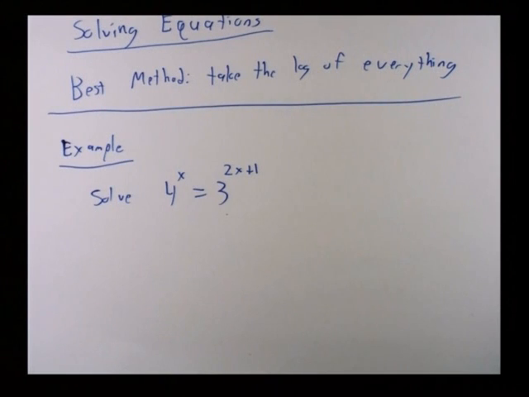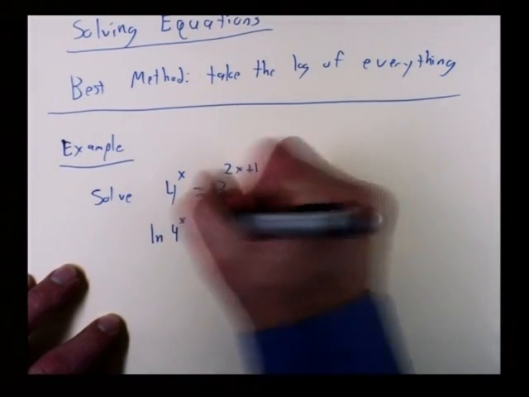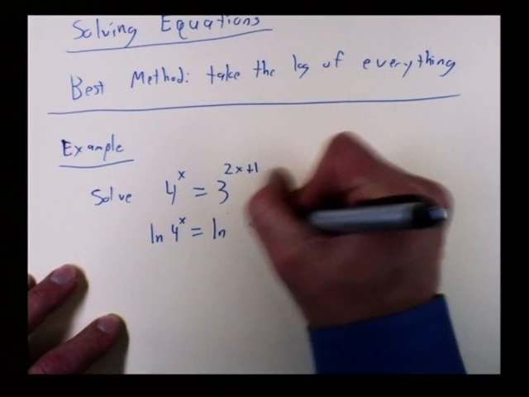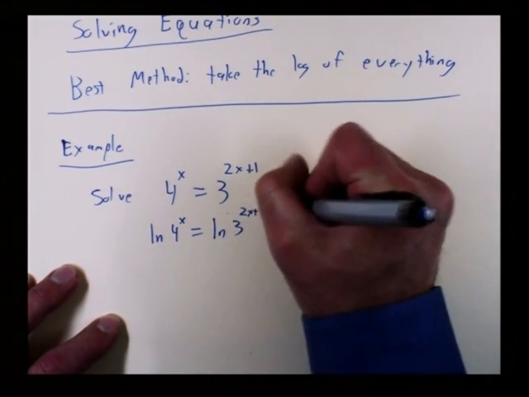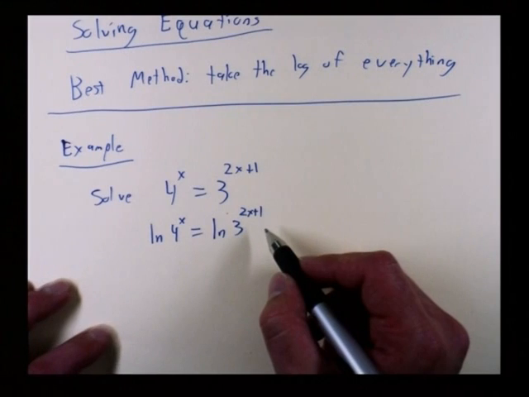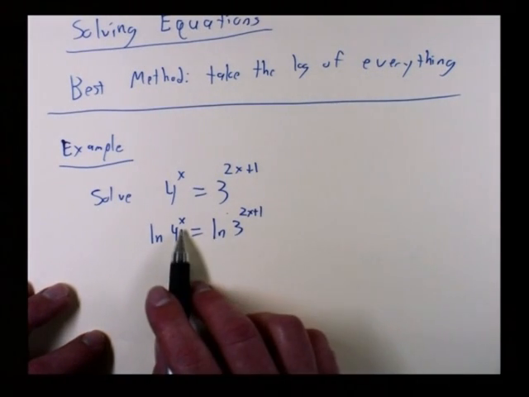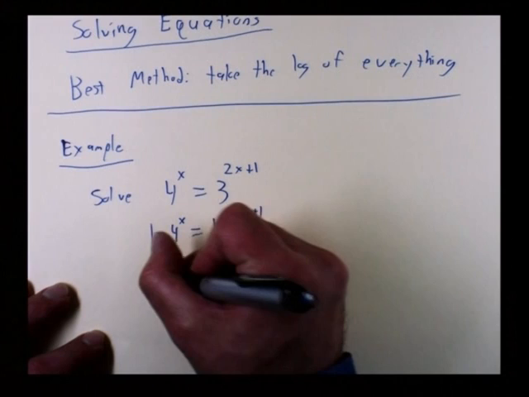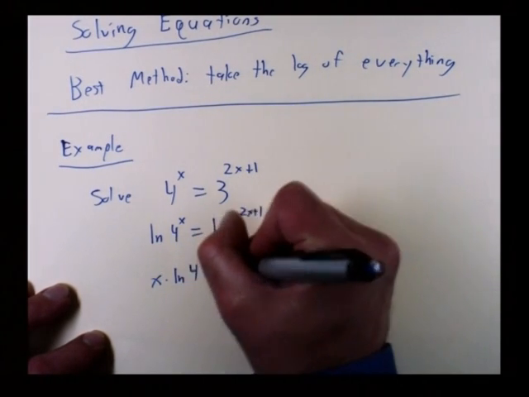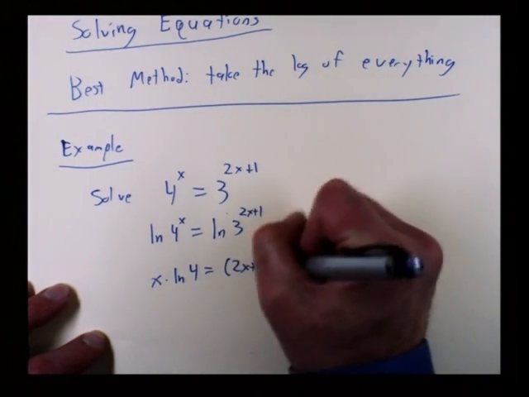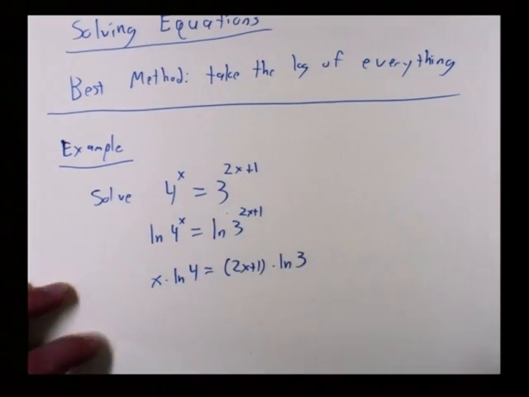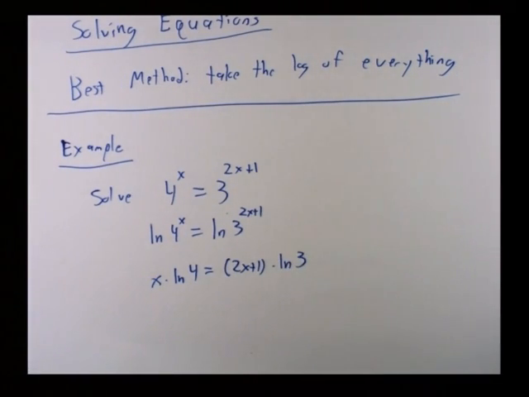What do we do? We take the log of everything. Which log? Any log will work, but how about the natural log? It's easiest to write. You only need 2 letters. It's beautiful. It's easy to find in your calculator, so let's do this. The natural log of 4 to the x, if this is truly an equation, must be the same as the natural log of 3 to the power of 2x plus 1. We have laws of logarithms that tell us what to do with powers. The powers pop right out. So we should get x times the natural log of 4 is equal to 2x plus 1 times the natural log of 3. All we have to do now is solve for x.